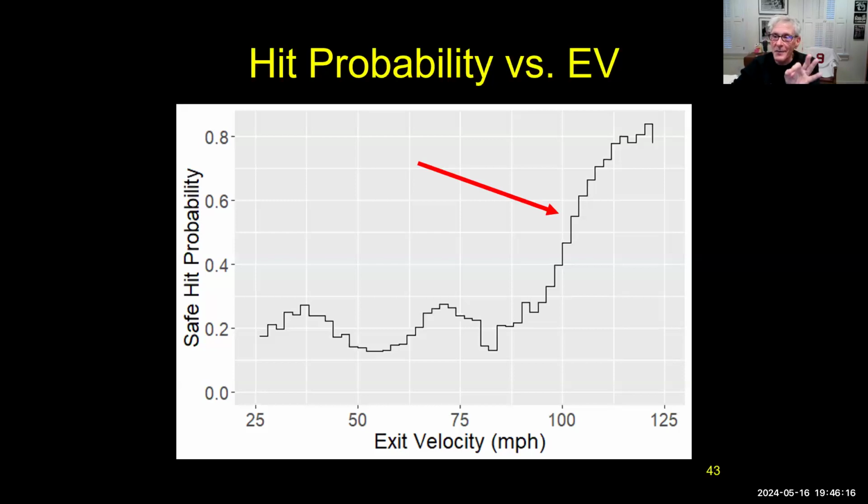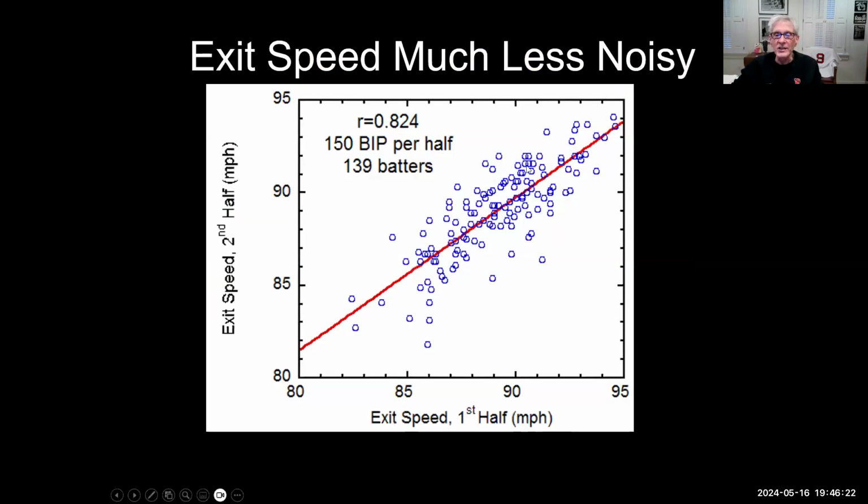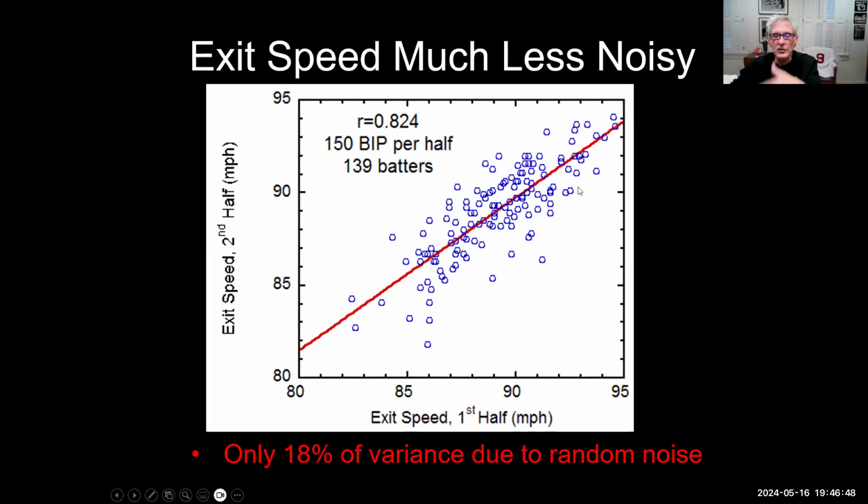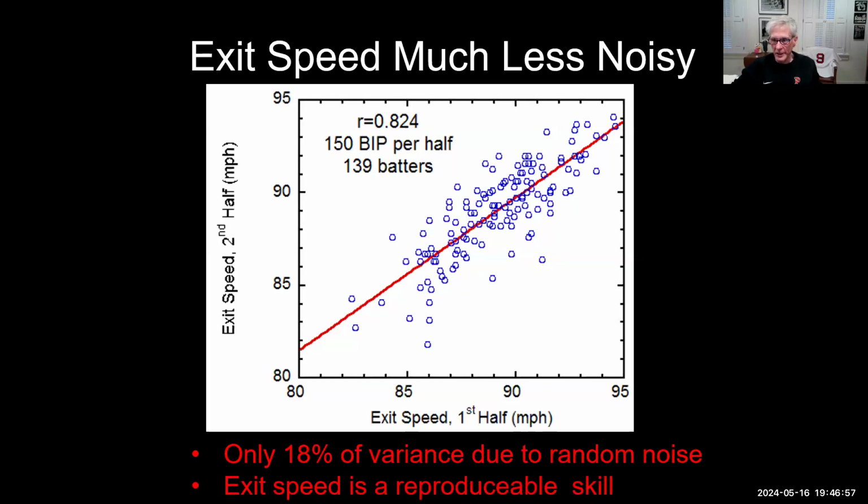So I want to apply the same kind of analysis to exit velocity as I did to batting average. Again, each dot represents a player. I'm plotting exit speed in the first half of the season versus exit speed in the second half of the season. Again, the correlation line is here. Higher exit velocity in the first half more or less results in higher exit velocity in the second half. But now you see those points are much more tightly clustered around that correlation line. And so now only 18% of this total variation is due to random noise. So exit speed seems to be a very reproducible skill.